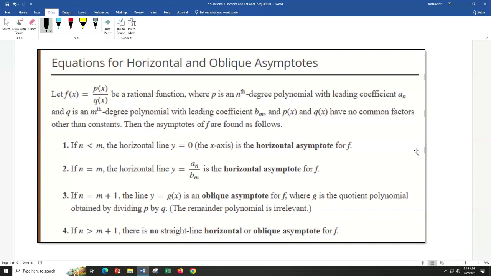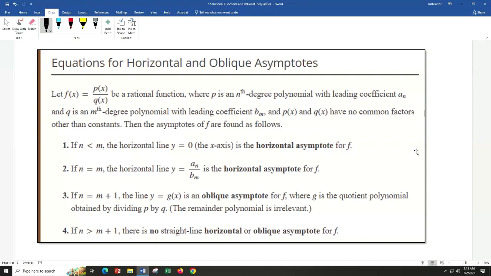Like if I had x squared and some junk on top, all over x to the 5th and some junk. Well, n is less than m, isn't it? Immediately, my horizontal asymptote is y equals 0. If n is equal to m, like x squared over x squared, it does not matter all the junk. You're literally just dividing your leading coefficient by your leading coefficient, and that will become your horizontal asymptote.